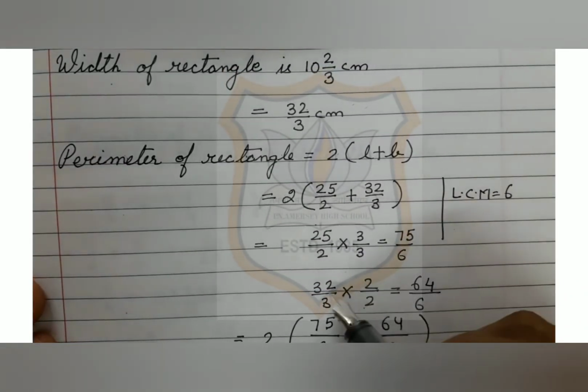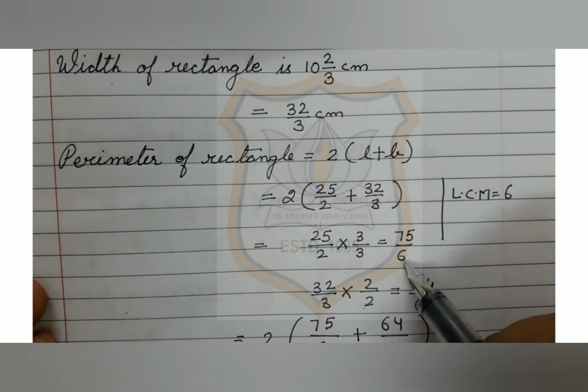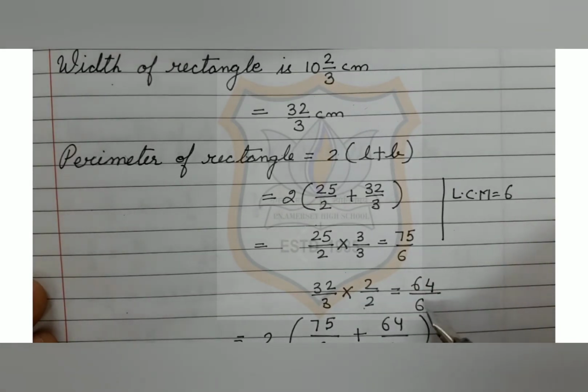Our other fraction is 32 upon 3. Now 3 is multiplied by what so that the answer will become 6? 3 is multiplied by 2. 3 2s are 6. So 32 is also multiplied by 2. So 32 2s are, that is equal to 64. Now 75 upon 6 and 64 upon 6 both are fractions with like denominators.